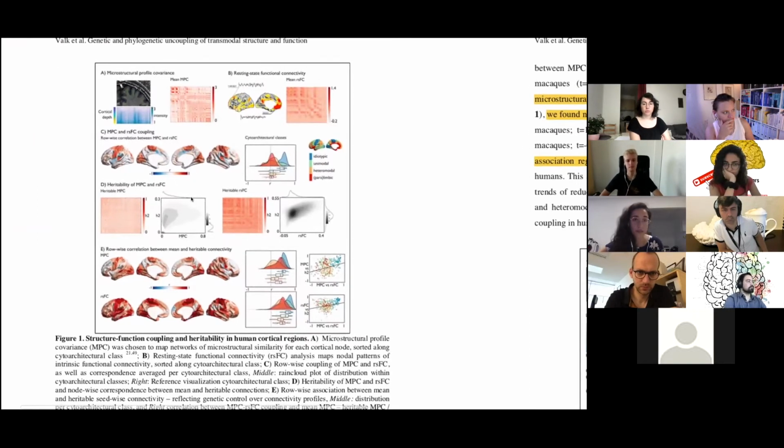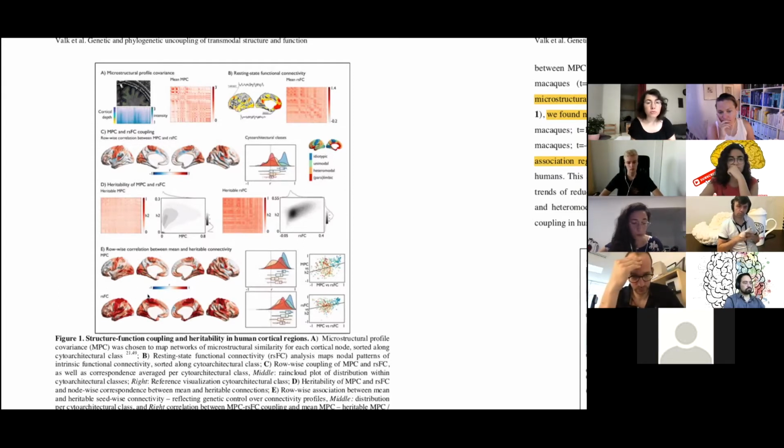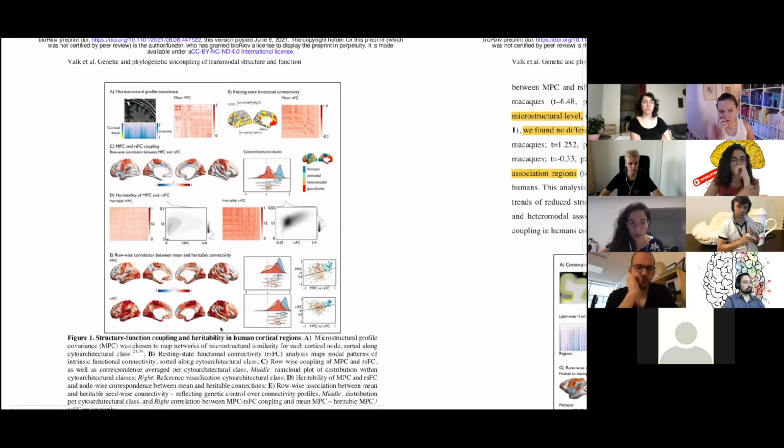So the figures show that there is a higher correlation, and this means higher heritability, for primary regions, and weak correlation for unimodal association cortices, and zero or closer to zero correlation for higher transmodal cortices.